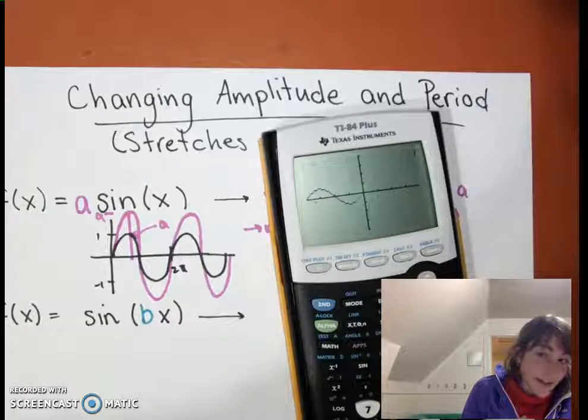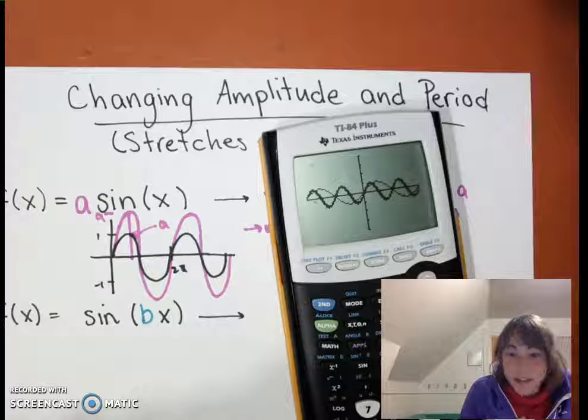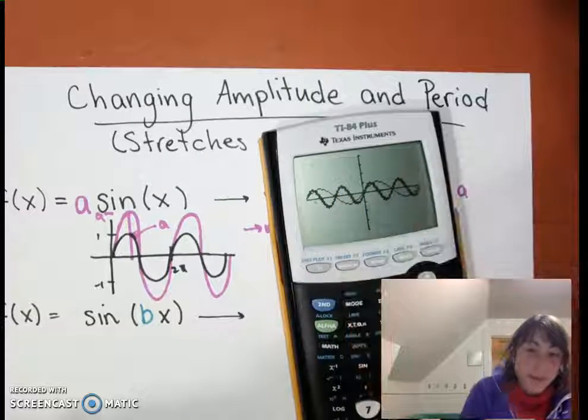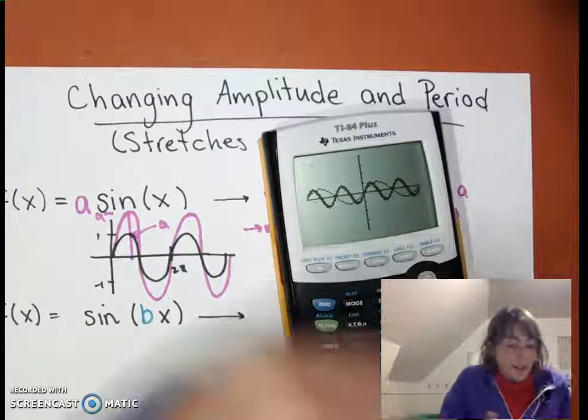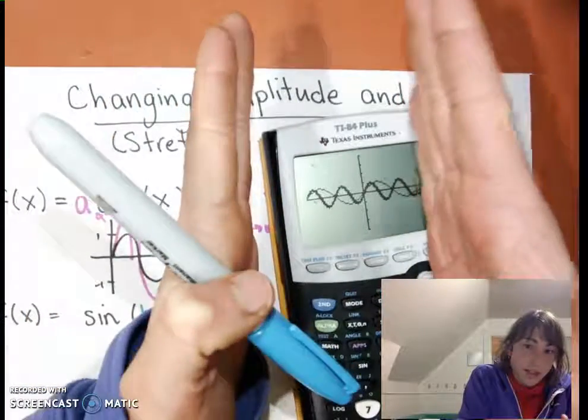So here's sine of x, and here's sine of 2x. So we don't have the same intercepts anymore, but the lowest point on the graph and the highest point on the graph are the same. What we did is a horizontal squishing, a horizontal shrinking.